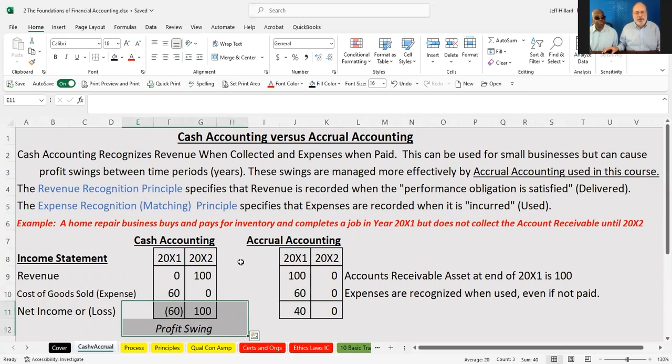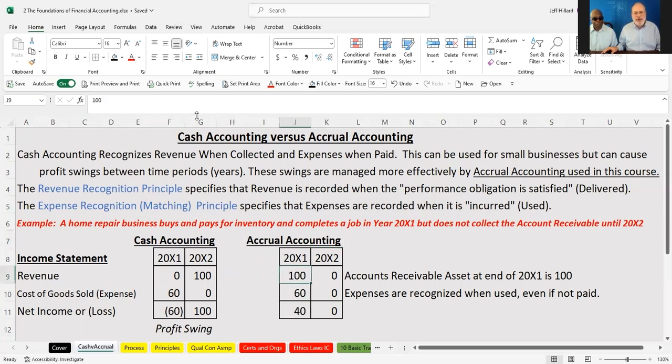So what's the matching principle? The matching principle, also known as the expense recognition principle, basically says that you try to match the revenue and expense to the same period, and accrual accounting does a great job of that. Let's take a look at how accrual accounting would handle the same transaction.